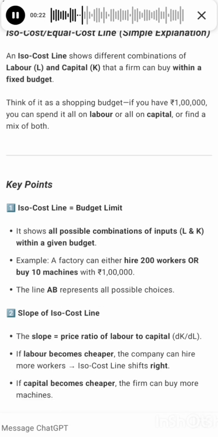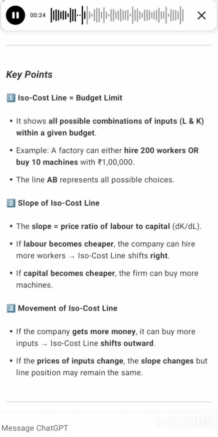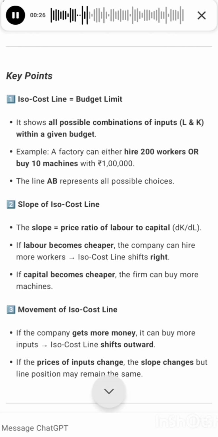1. ISO cost line equals budget limit. It shows all possible combinations of inputs, L and K, within a given budget. Example, a factory can either hire 200 workers or buy 10 machines with 100,000. The line AB represents all possible choices.